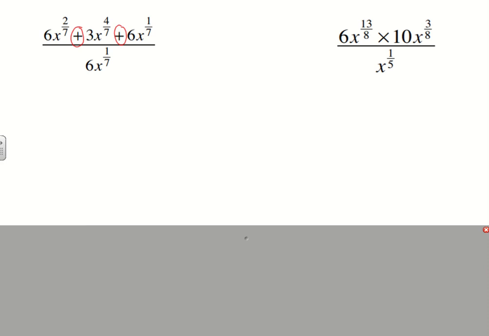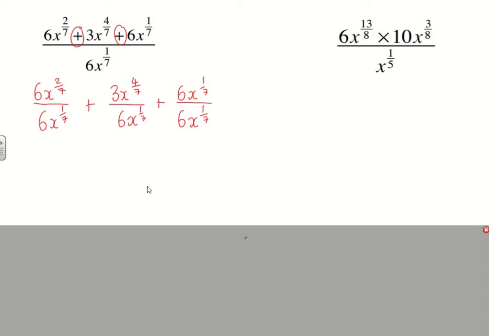It's kind of the opposite of adding, isn't it? Adding fractions where you get the same denominator and then you combine them. Well, I'm going to split it up. So I'll have 6x to the power of 2/7 over 6x to the power of 1/7 plus 3x to the power of 4/7 over 6x to the power of 1/7, and the last term, 6x to the power of 1/7 over 6x to the power of 1/7, and then you can treat them all separately, using the same division rule as we've just seen.